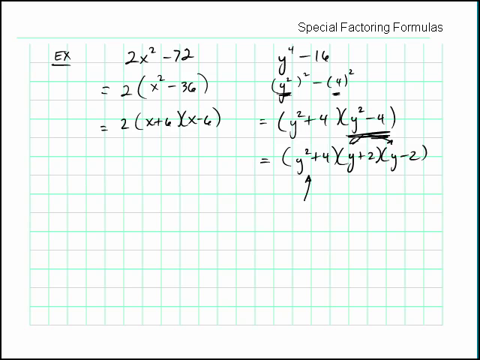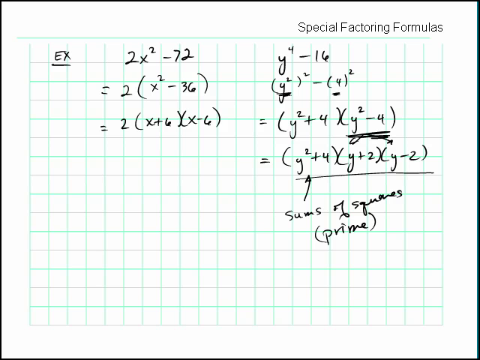Now you might be asking about this. y squared plus 4 is not a difference of squares, it's a sum of squares, and all sums of squares are prime. Sums of squares are all prime. You cannot factor them, so don't even have to bother trying. Okay, and so we have this completely factored right there.